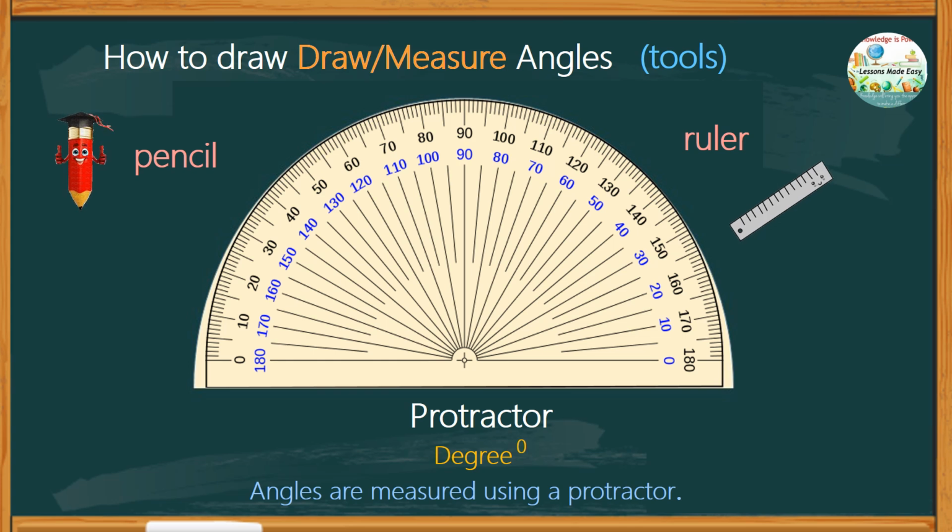Look closely at the given protractor. This horizontal line is called the baseline. In the middle of the baseline is the midpoint. There are two scales in a protractor.